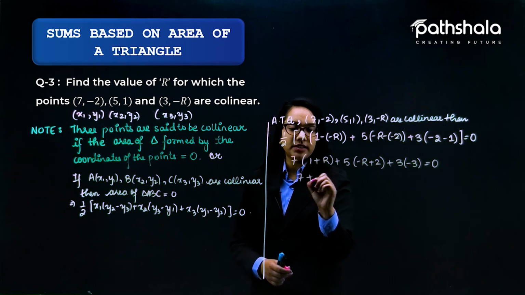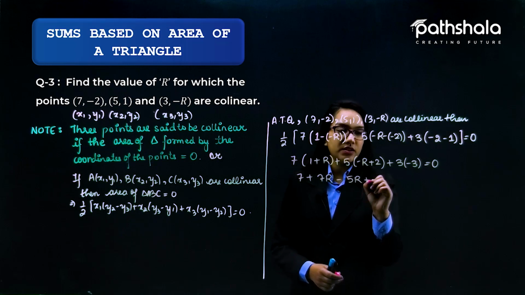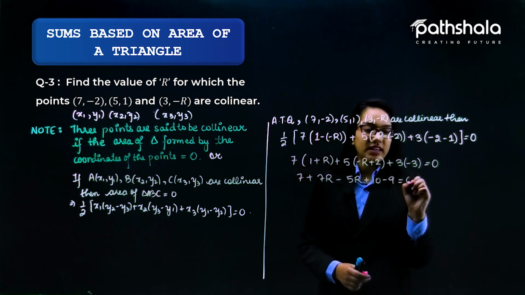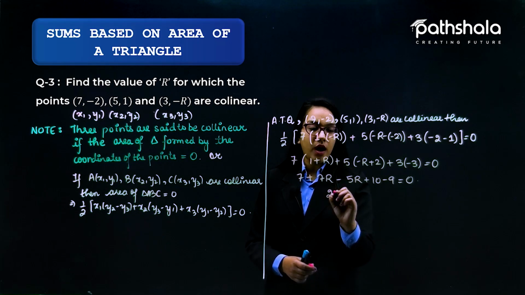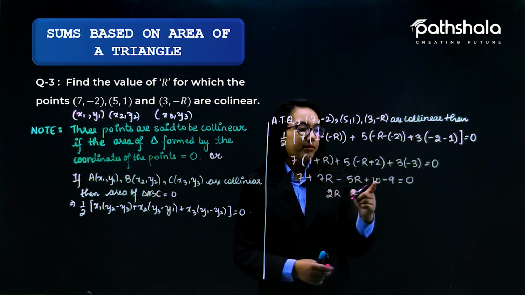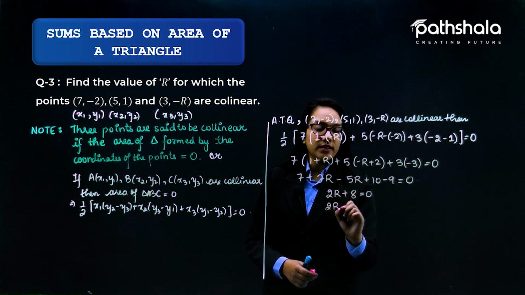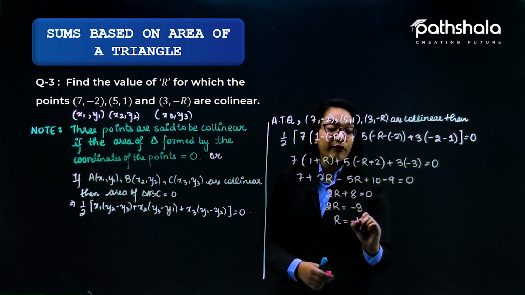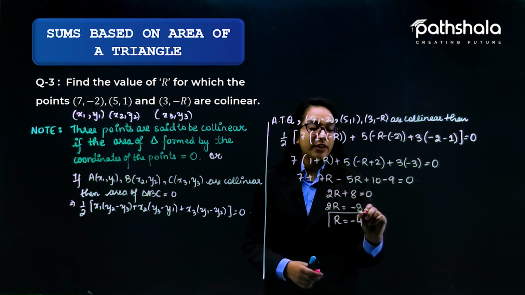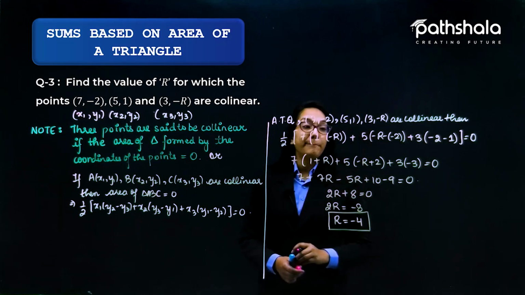This is 7 plus 7r, this would be minus 5r plus 10, minus 9 is equal to 0. 7r minus 5r is 2r. We have plus 7 plus 1, this is plus 8, which is equal to 0. So 2r is equal to minus 8, and we are getting the value of r at the end as minus 4. This is the value that we are getting at the end, that r is equal to minus 4.